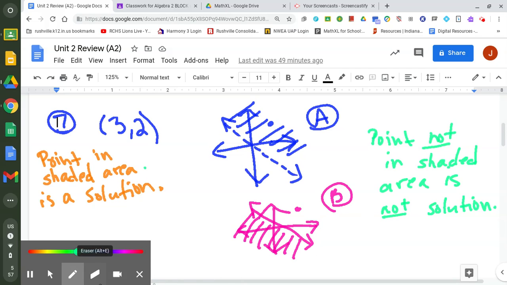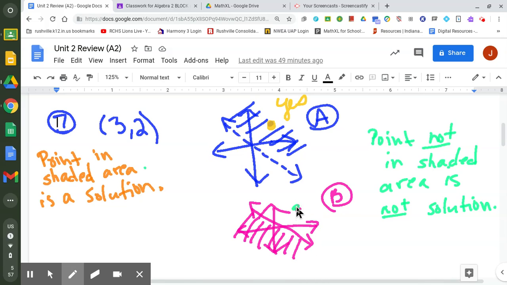So my point of (3, 2) is right here, and it is in that blue shaded region. So I would be picking A. B, here is my (3, 2). Well, that's not in the shaded area, so (3, 2) is not a solution of the answer choice B.